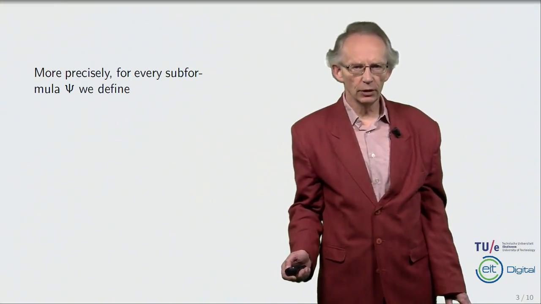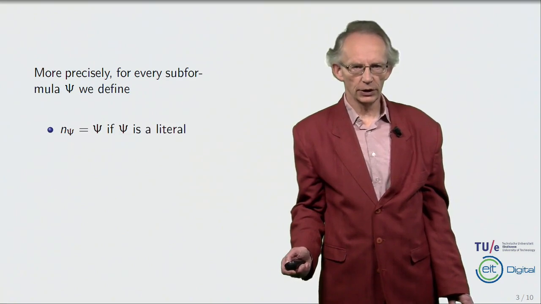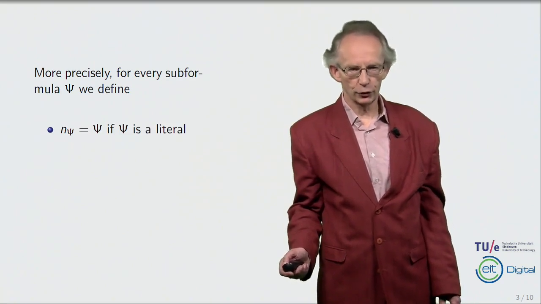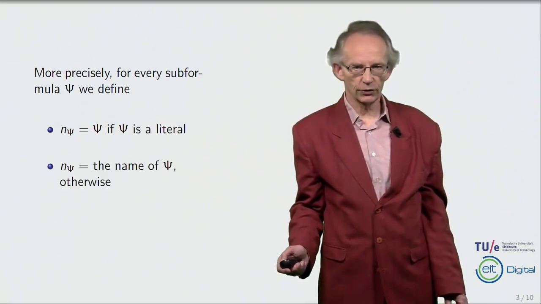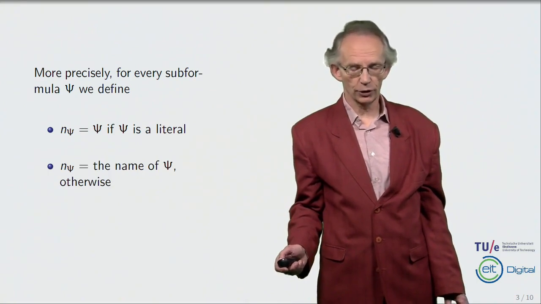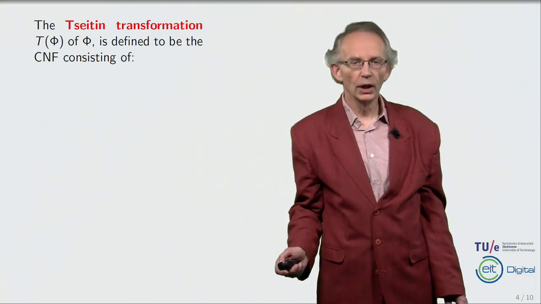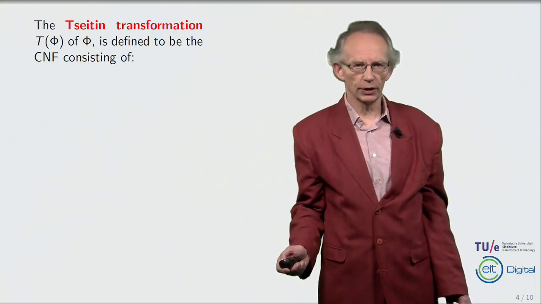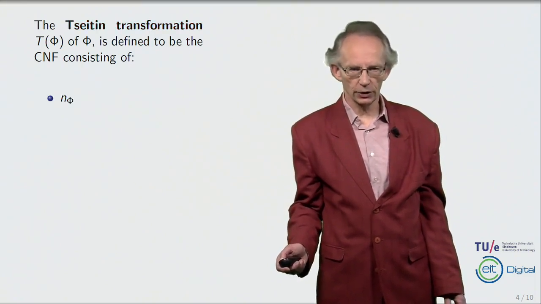More precisely, for every subformula psi, we define its name. And if the subformula is a literal, so a variable or the negation of a variable, it's just the literal itself. But otherwise, it's the name we introduced for it, and that's a fresh variable. And now the Tseitin transformation is defined to be the CNF consisting of the following ingredients.